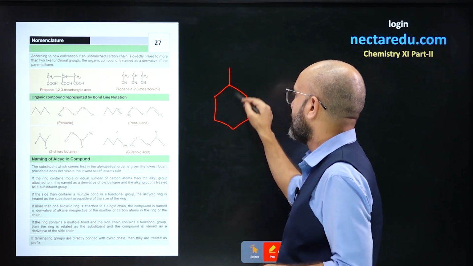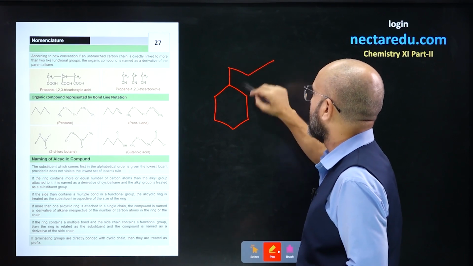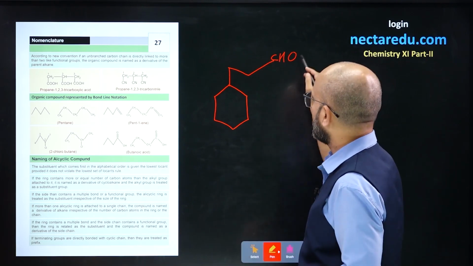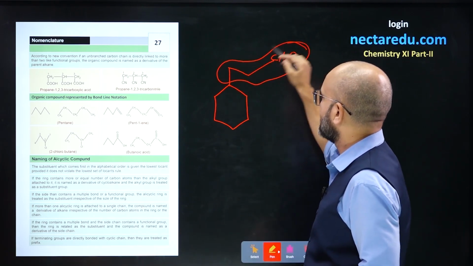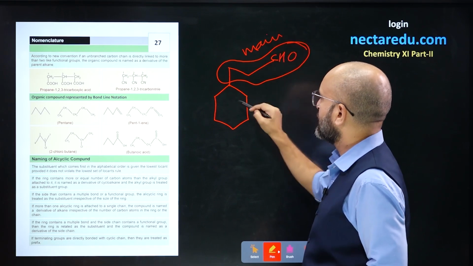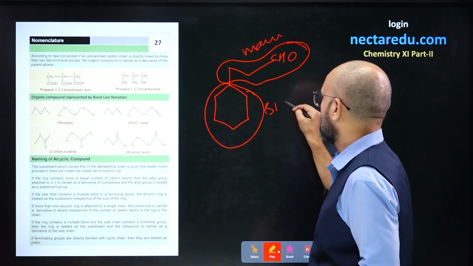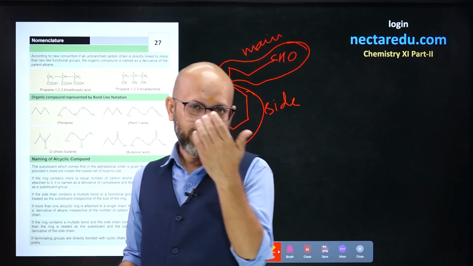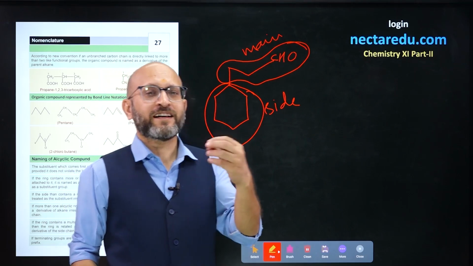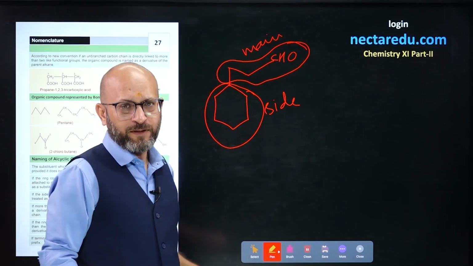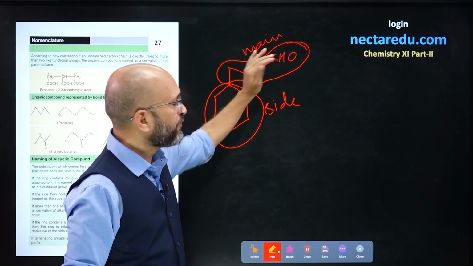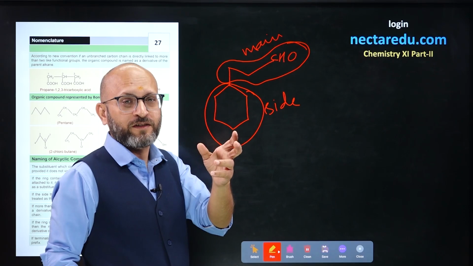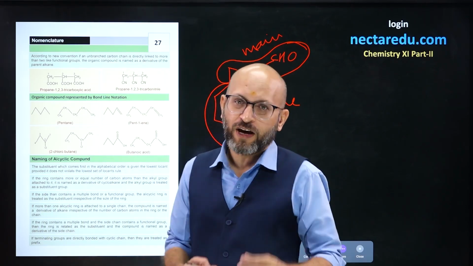For example, this has 6 carbon atoms and we have a 3 carbon atom side chain, and here you have CHO. Now the main chain will be this. This will be the main chain, and this will become the side chain. Cyclohexyl. When it is taken as a side chain, we will name them like cyclohexyl, cyclopentyl, cyclopropyl, depending on the number of carbons. So whichever has the main functional group or whichever has double bond, triple bond is taken as the main chain. Alright. So these are a few things you have to remember.